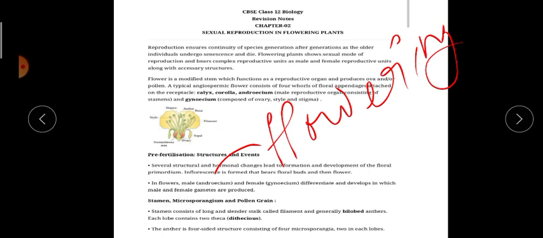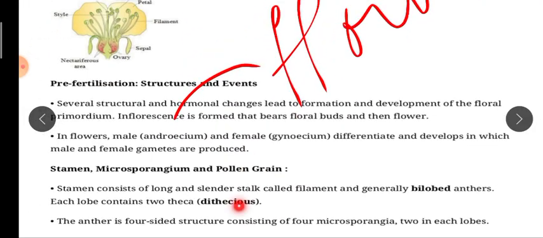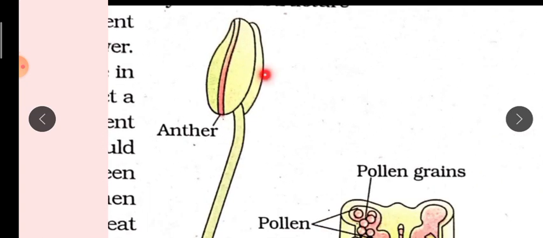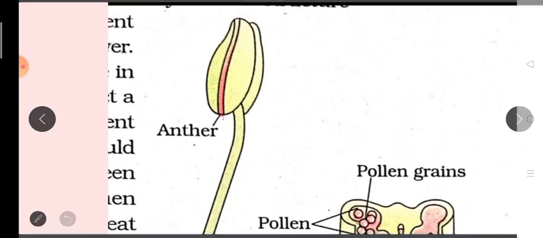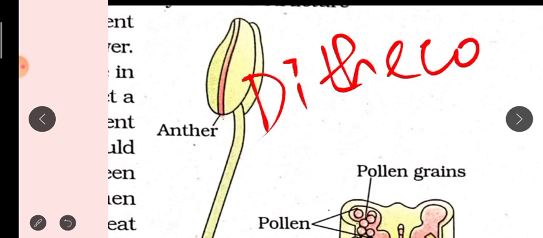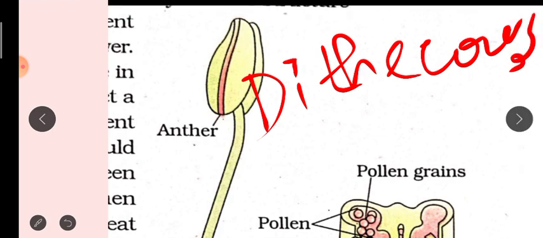So the stamen consists of a long slender stalk called the filament, and it has a bilobed anther, and that's why it is called dithecous. Now let's see the meaning of dithecous. Dithecous means it will have two theca. Two theca means two lobes. You see here two lobes are there, one lobe here and another lobe here. So we call it dithecous.